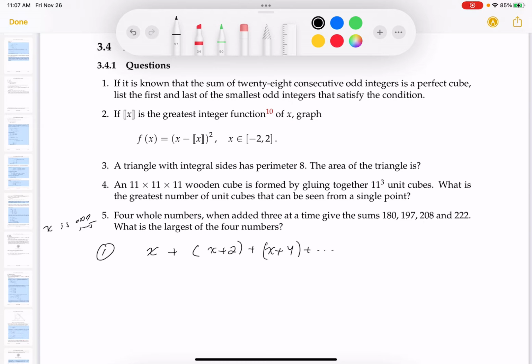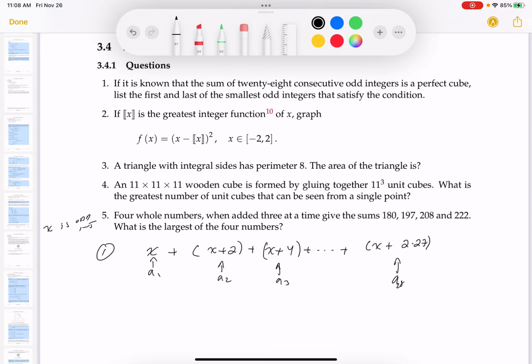Plus yada, yada, yada. And how many are there going to be? There's going to be 28, right? So what's the last one going to be? Let's take a look at it. I want to point out this is A1, this is A2, this is A3. So it looks like it's going to be x plus some multiple of 2. What multiple of 2? Well, 3 would give you 2 multiples of 2, so this is going to be A28. So it'd be 27 multiples of 2.